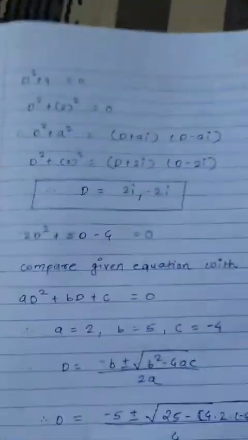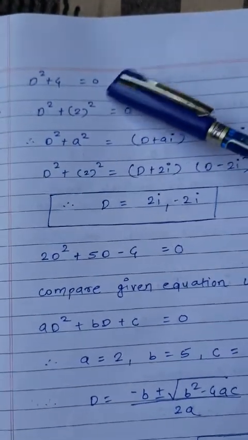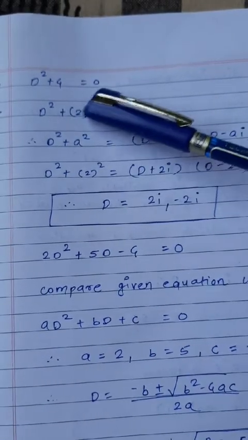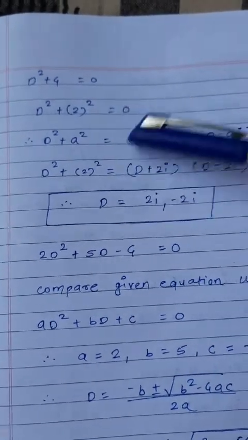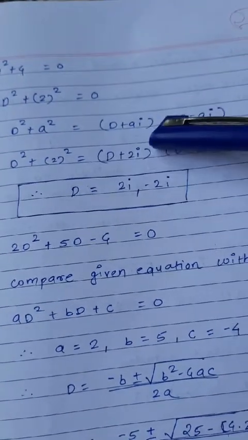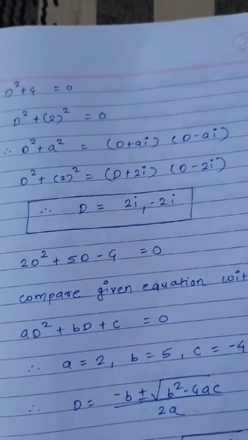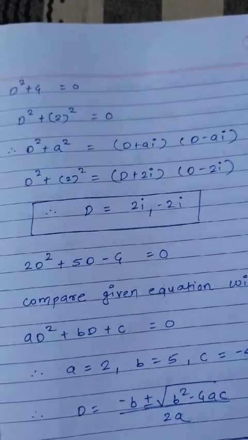Now consider the next problem, that is d square plus 4 is equal to 0. Now I can write this 4 as 2 square. So d square plus 2 square is equals to 0. Using the formula d square plus a square is equals to d plus ai into d minus ai, it becomes d is equals to 2i comma minus 2i.